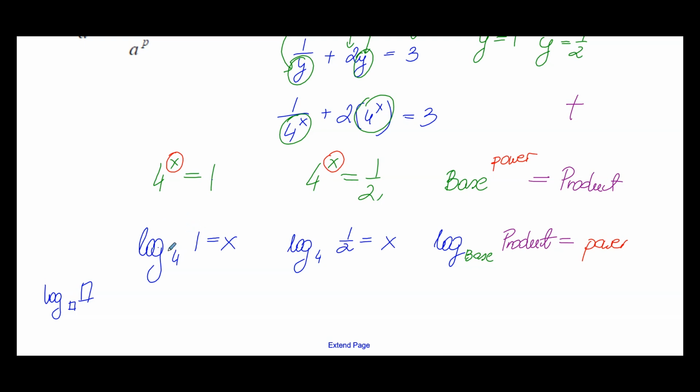When we put that in our calculator and press equal, we get 0. So one value of x is 0. And then we take the other one and put it in the calculator, and we get minus a half. Therefore, the second value of x is minus a half.